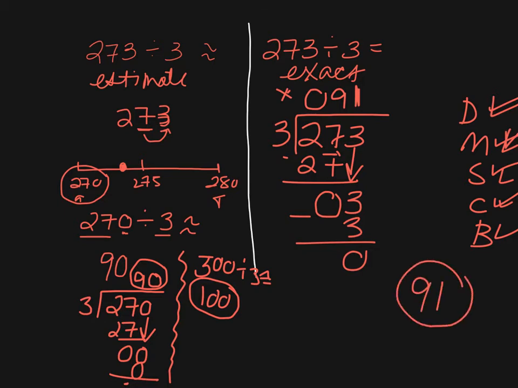Our estimate was about 90 or 100. So yes, our estimate of 270 divided by 3 or 300 divided by 3 is a pretty reasonable estimate of the actual problem. So you can stop here if you feel like you're getting the hang of it, or you can continue the video on to our next problem.